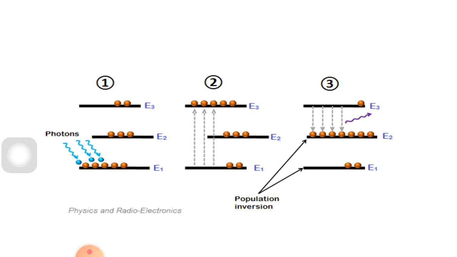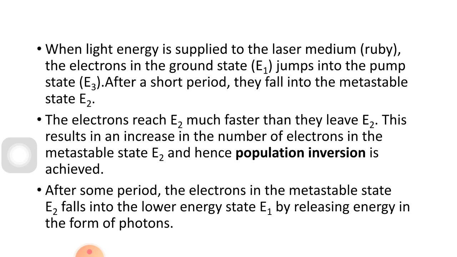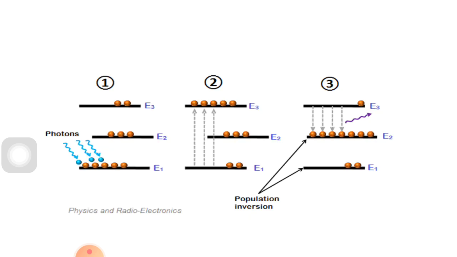In this picture, the three energy levels E1, E2, E3 are shown. E1 has most of the electrons, and the excited states E2 and E3 have fewer than E1. When the flash lamp is activated, the electrons in E1 flow to the E3 excited state, and the E3 state electrons fall to the E2 state. The electrons reach E2 much faster than they leave E3. This results in an increase in the number of electrons in the metastable state E2, and this is called population inversion.